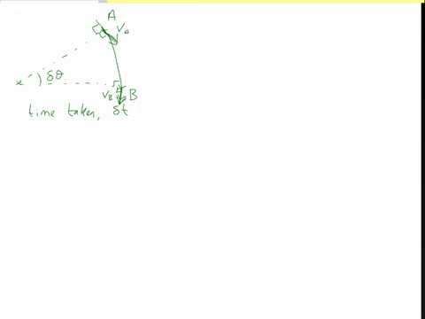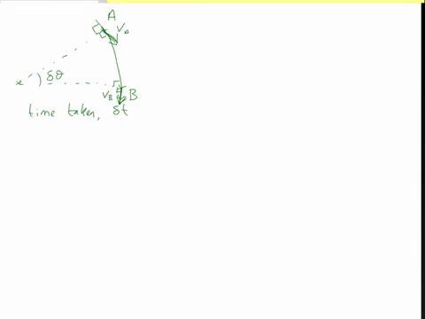Now, these velocity vectors are tangents to the circle, right? Because it's the direction the object's moving. So this is a tangent to the circle here and a tangent to the circle here. This means that this velocity vector is at right angles to this radius, and this velocity vector is at right angles to this radius. And since these two radii have an angle delta theta between them, these two velocity vectors are also going to have an angle delta theta between them.